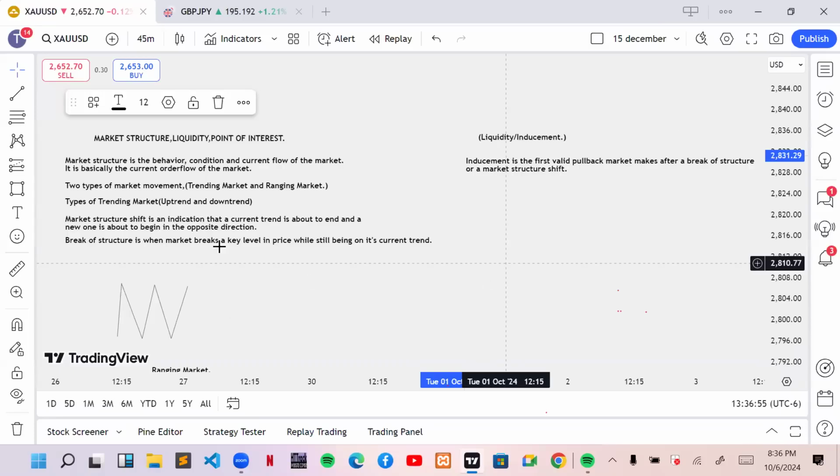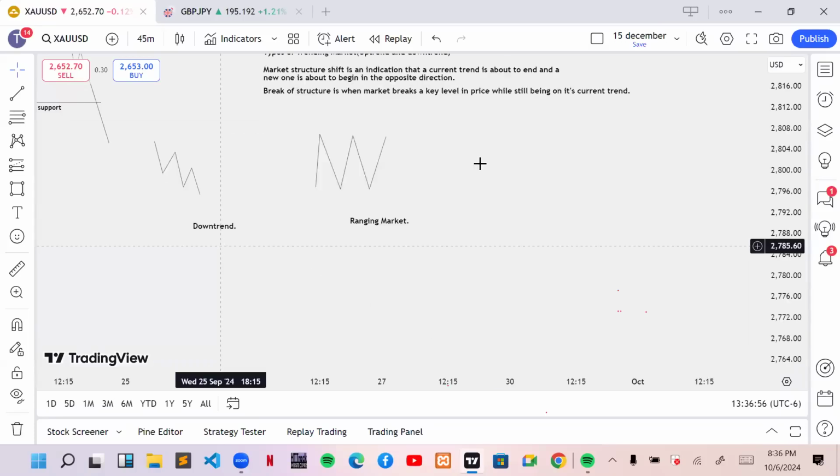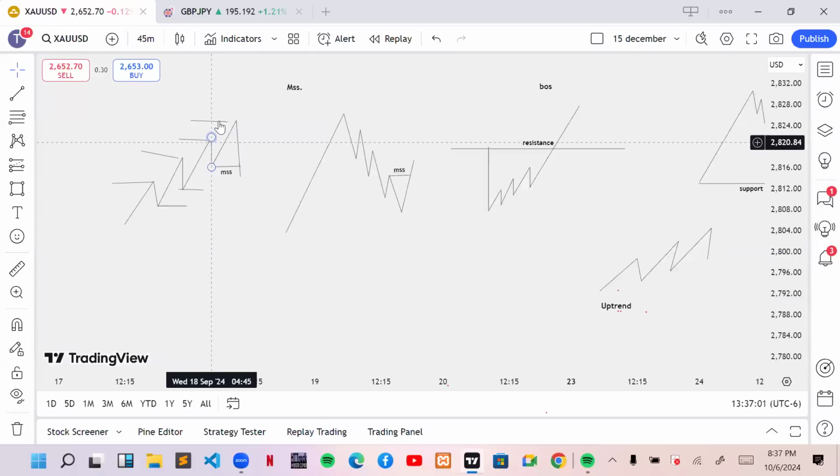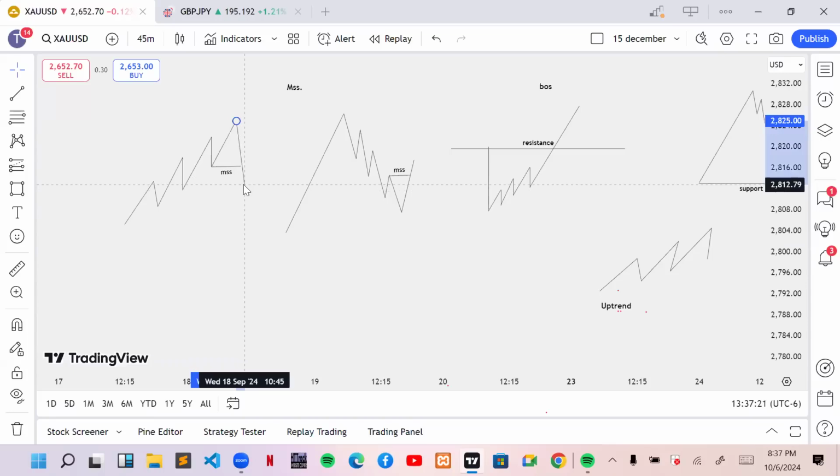So let me give you a visual example. Let me use the market structure shift first. This is an uptrend, and the market made a market structure shift. Before you can confirm your inducement, you have to first see either a break of structure or a market structure shift. Pay attention. This was a market structure shift right here. After that, markets should make some kind of pullback close to the zone that market broke up on. So let's say this is your pullback.